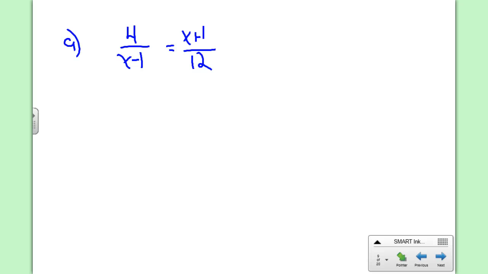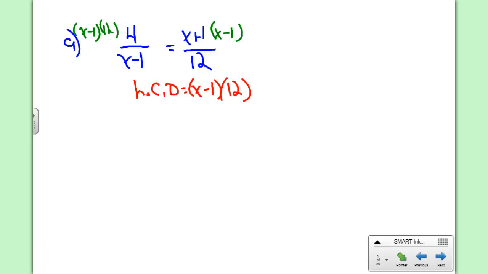Okay, so I'll see if I can make it as clear as possible for your journey through these three. So the first thing I do is, yeah, this is a rational equation. My lowest common denominator is an x minus 1 and a 12. So I will multiply each of these by x minus 1 and 12. I didn't need to factor because they already were factored. That blows up x minus 1 and it blows up 12.